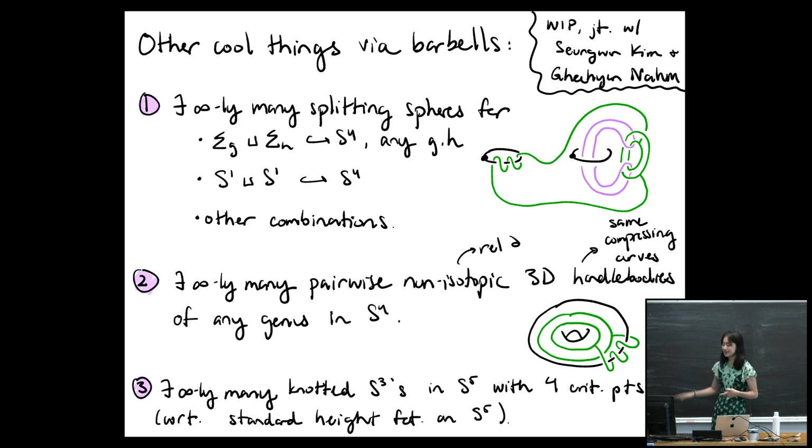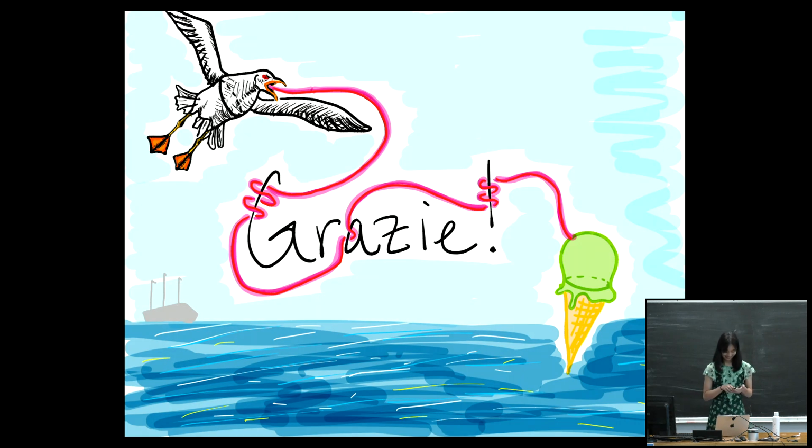And maybe I'll mention that the analogous statement in S^4 is false. Scharlemann showed that if you have an S^2 in S^4 that has 4 critical points, then it's always unknotted. Yeah, so maybe I'll end there. I think that's all I wanted to say, but yeah, thank you.